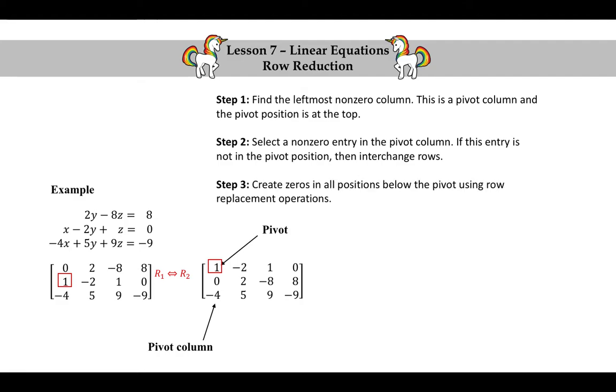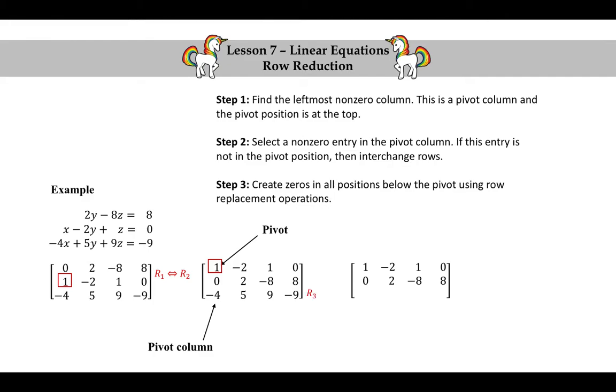Step 3. Create zeros in all positions below the pivot using row replacement operations. So below that pivot of 1, we need to have zeros. That negative 4 in particular needs to be changed to a 0. So we start by rewriting the first row, because remember, the pivot row never changes during a row replacement operation. So we could just rewrite it. And we could also rewrite the second row in this case, because there's already a 0 in the position below the pivot. We need to change that negative 4 into a 0 using row replacement.